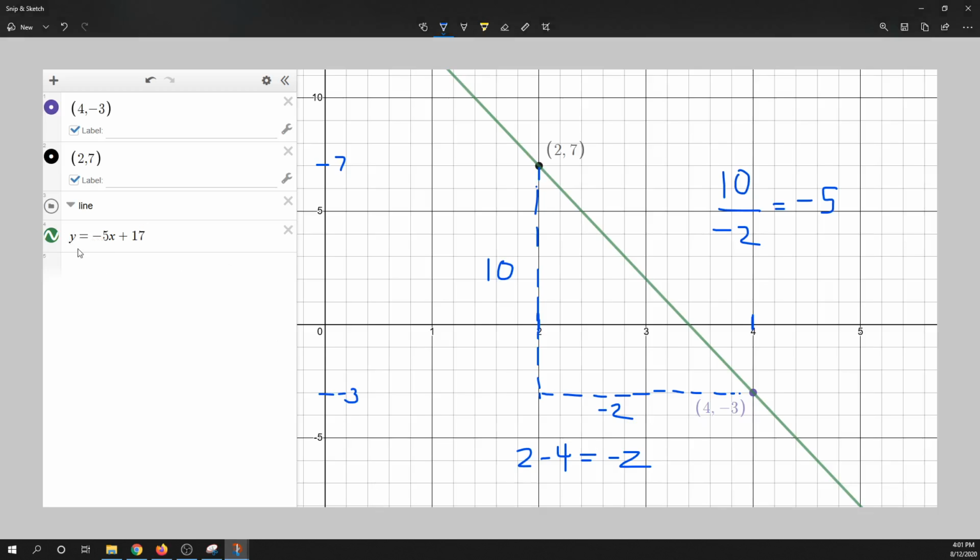You can see that I have the equation right here for this green line, y equals minus 5x plus 7, right? And it's no coincidence that the number with x is negative 5, which is our slope, okay? And so this is something called the slope-intercept form of a line, and that number with the x in the slope-intercept form is the slope of the line.